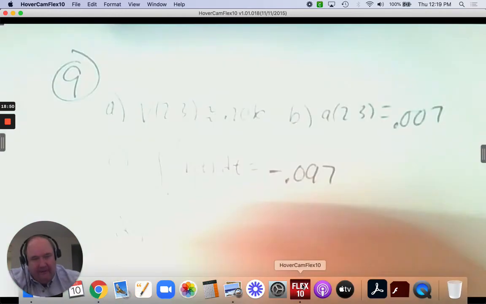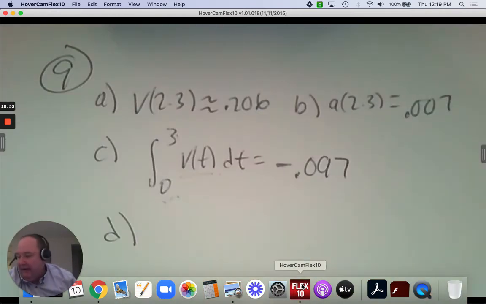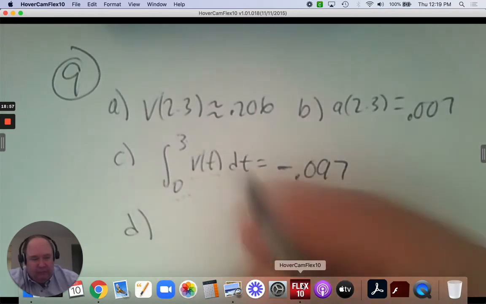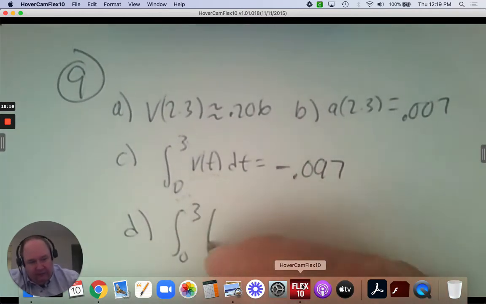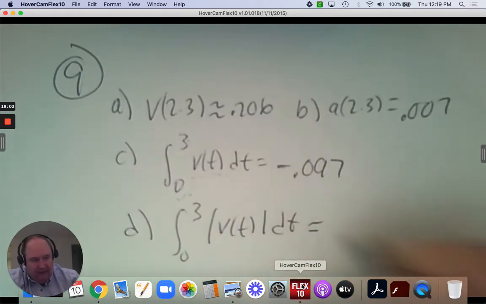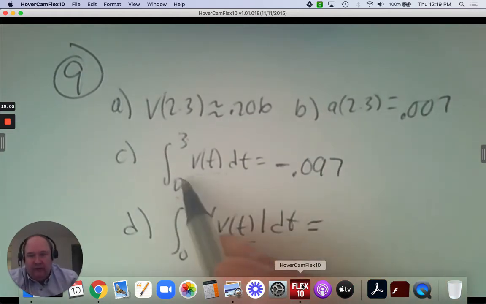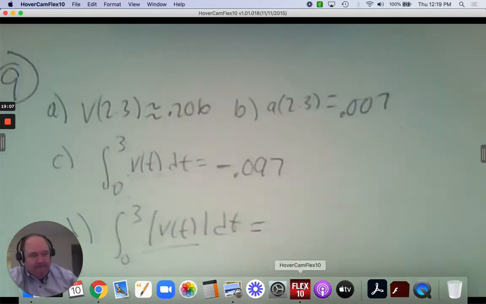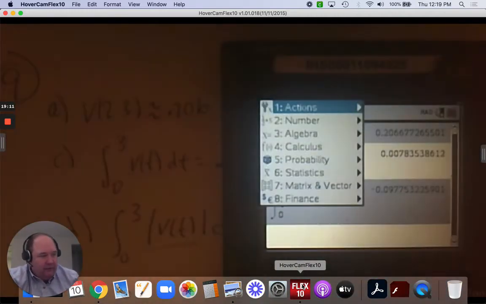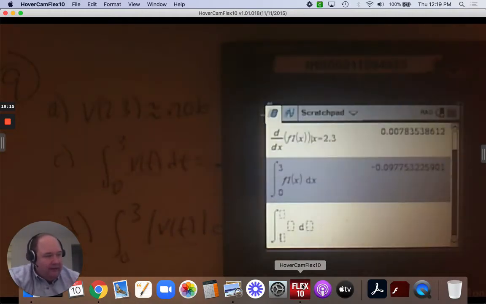In part D, it asks for the total distance. Now, total distance and displacement are almost the same, except for total distance, we're going to do the absolute value to get the answer. So this is total distance, and this is displacement. So almost the same thing. I'm going to come back here. Again, I'm going to press menu. I'm going to go calculus and integrate from 0 to 3.